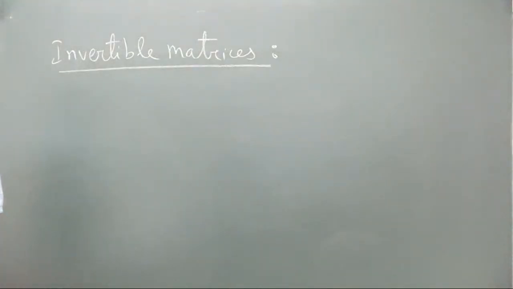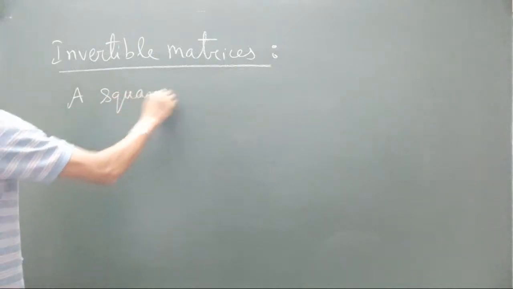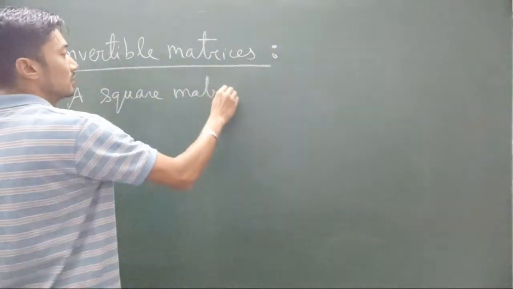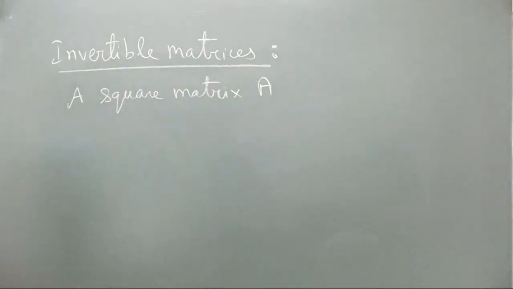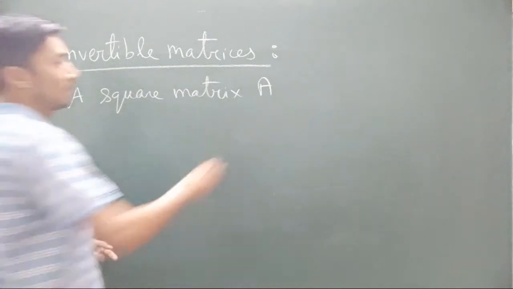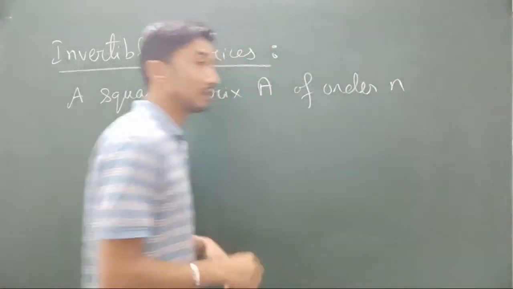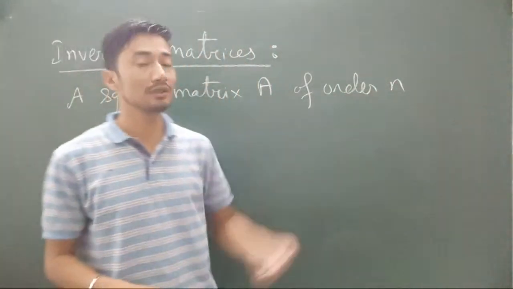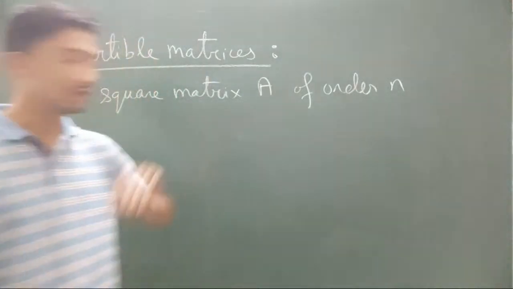Now, these invertible matrices, as always, maybe you can just write down a definition. Again, very important. Invertible matrices, inverse. We all know the basic meaning of inverse. So a square matrix A of order n. Square matrix, so that's why I'm just writing the order n only. If it's order 2, then it means a 2 by 2 matrix. I guess you know that already, isn't it? 3 means a 3 by 3 matrix.